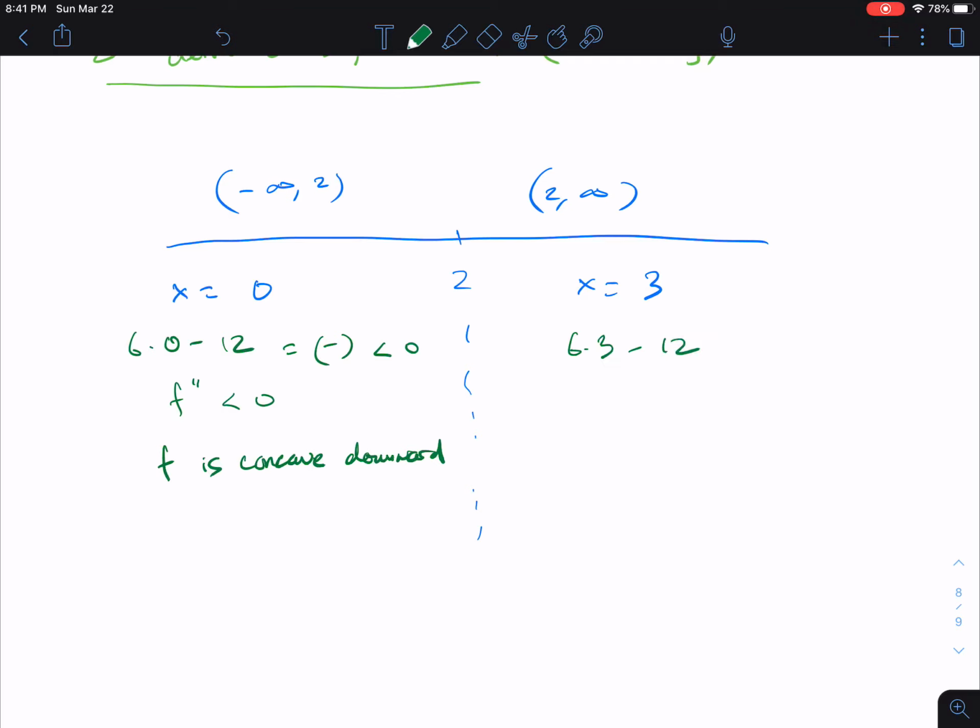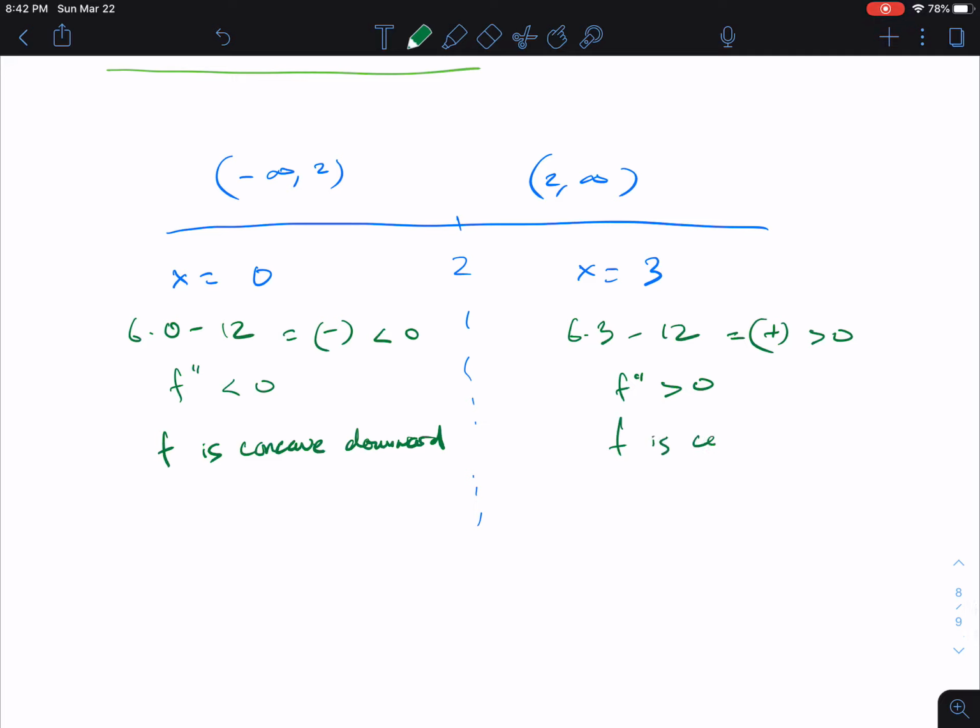That gives us 18 minus 12, which is a positive number. A positive number means greater than 0, so the second derivative is greater than 0. If the second derivative is greater than 0, that means f is concave upward. So now we have the answer: concave downward, concave upward.